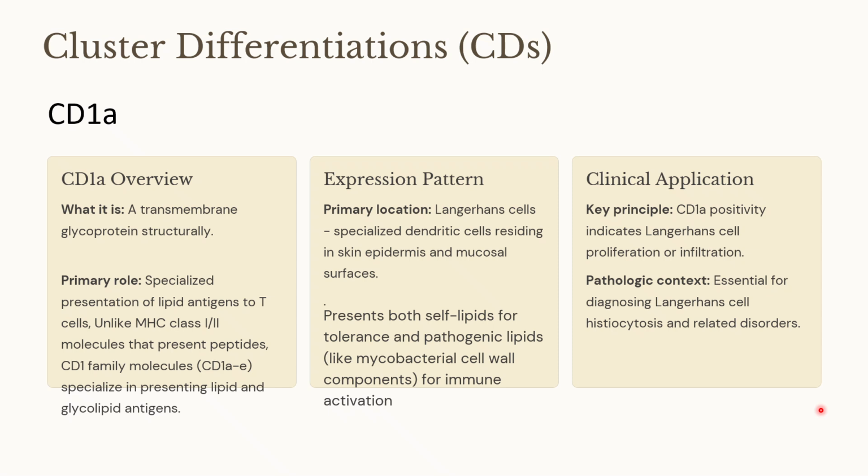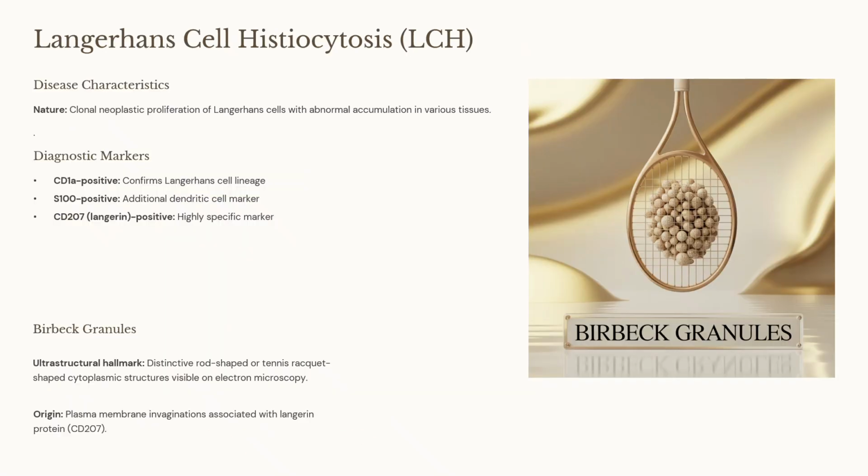So, what lipids does CD1A present? It presents self-lipids to maintain tolerance, reminding the immune system not to attack its own normal cells. And it also presents pathogen-derived lipids, like those from the mycobacterial cell wall, to activate immunity. That's why next time you see a CD1A stain in pathology or in exams, the first condition to come to mind should be Langerhans cell histiocytosis.